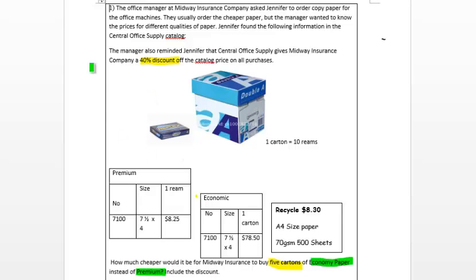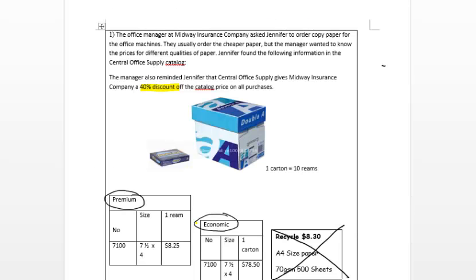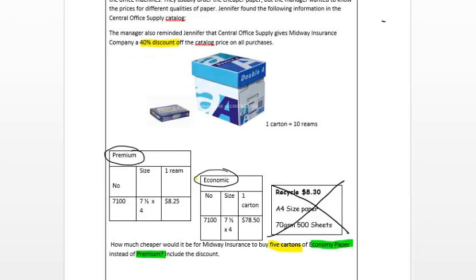So let's draw an arrow, so that I know I need to focus on the premium and the economic. Okay, the recycle is not needed, so I can put a cross here. Now let's compare. The company wants us to buy the carton. So the key important word here is carton. Let's underline carton.